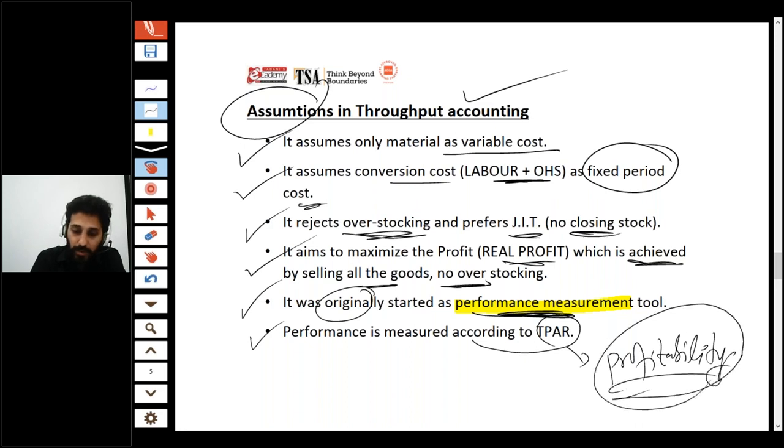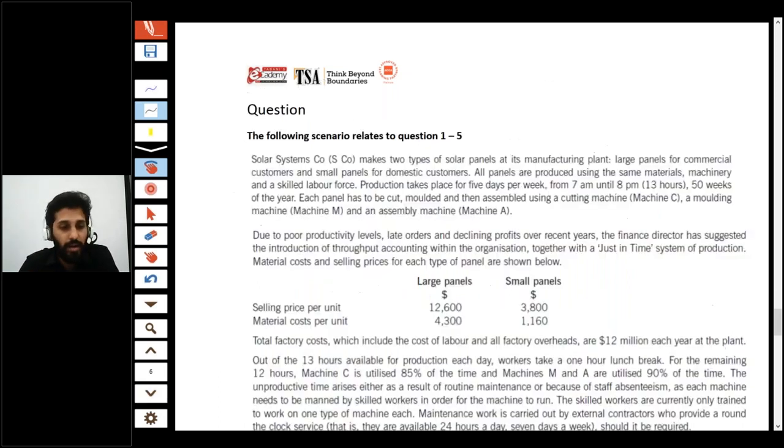That is what the profitability is, right? So the performance is measured according to TPAR, that is the profitability. So, assumptions in throughput accounting. Now you are having one case OTQ, and the following scenario relates to questions 1 to 5.